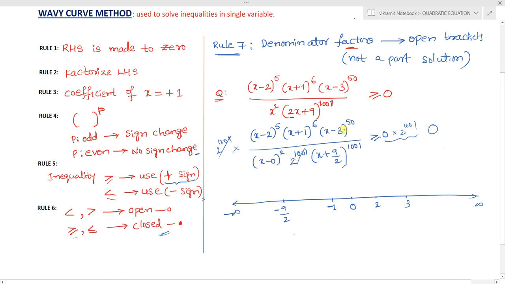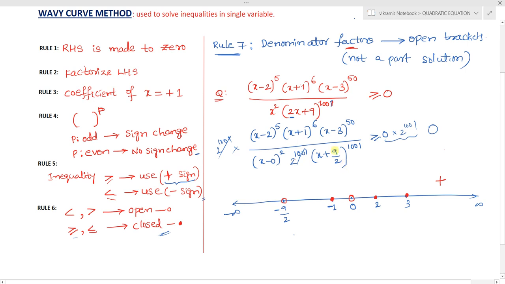The denominator factors are not a part of our solution. So x is equal to 0 is represented with an open circle, and x is equal to minus 9 by 2 is also represented with an open circle. Whereas x is equal to 3 is in our solution, x is equal to 2 is also our solution, and x is equal to minus 1 is also in our solution. So right of the rightmost root is plus.